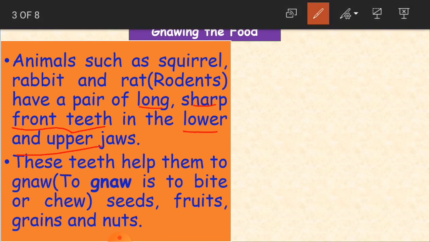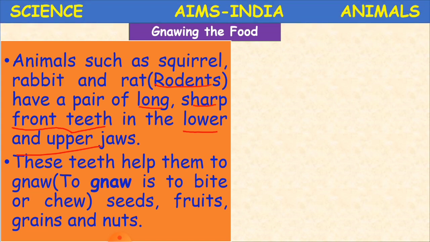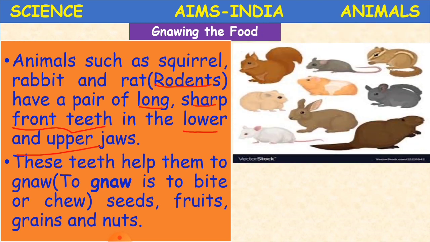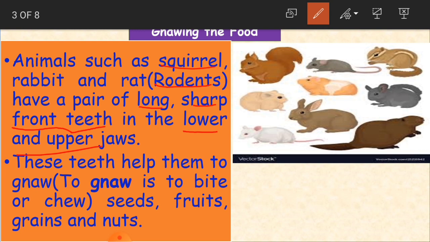So rodents here, this one. Rodents is nothing but a single pair of growing teeth, the front teeth in upper and lower jaws. Okay, children, so how are they? They have front teeth which are very long and sharp, and they grow continuously in their lower and upper jaws. And for which animals do we have such type of teeth? For squirrel, rabbit and rat.